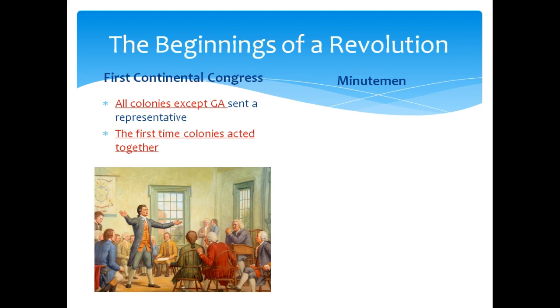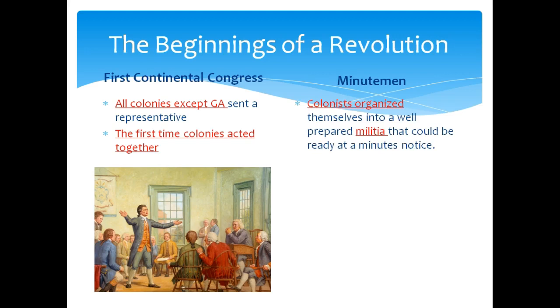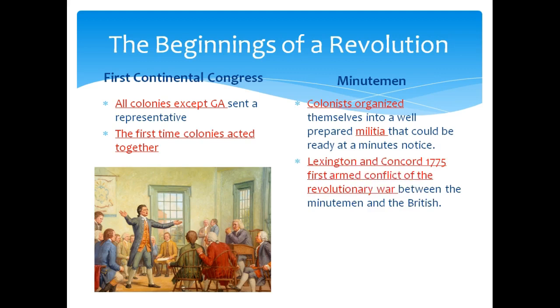The next event was the Minutemen, and the Minutemen was the first militia that was organized by the colonists. They were called Minutemen because they could essentially be ready to go at a minute's notice. So they kept a gun by the door. They had a special alert system to alert them if they needed to get ready, and they could literally run out the door and be ready to fight in a minute's notice. And they started the first two battles of the Revolution, Lexington and Concord, and these happened in 1775, and it was the very first conflict between Great Britain and the colonists.